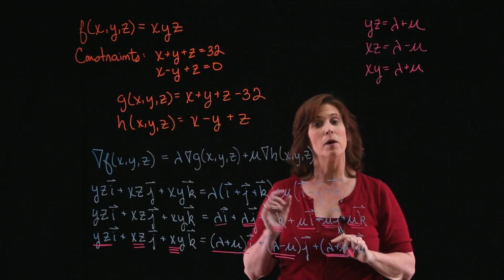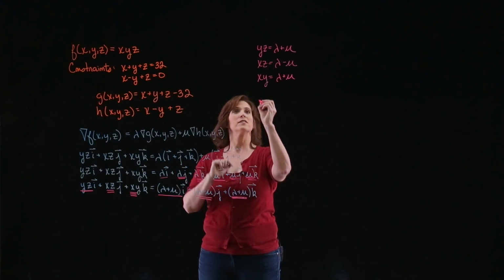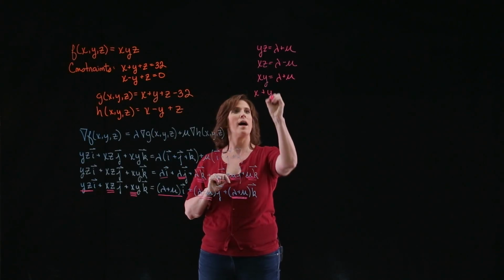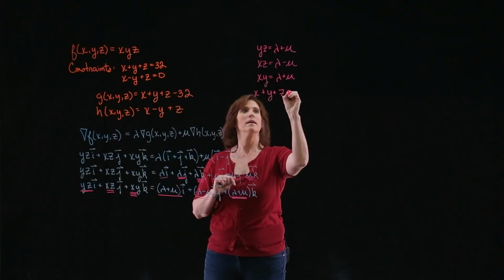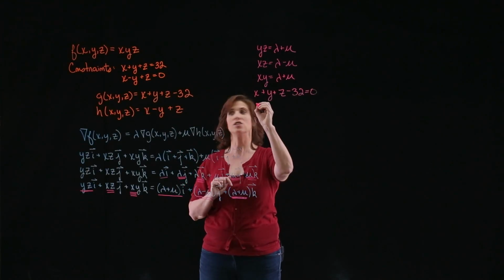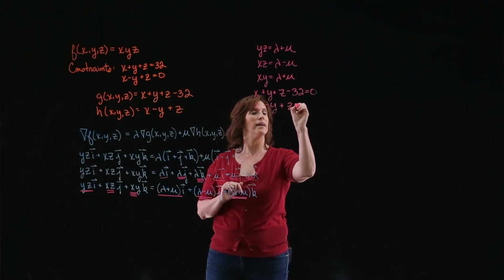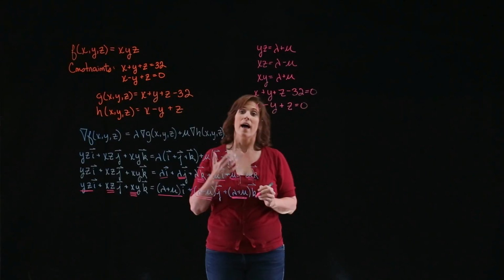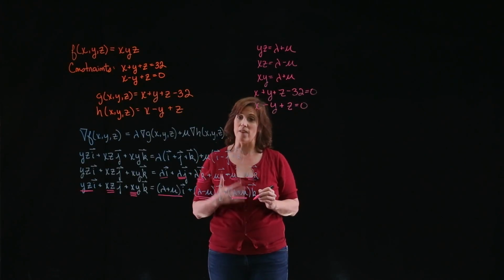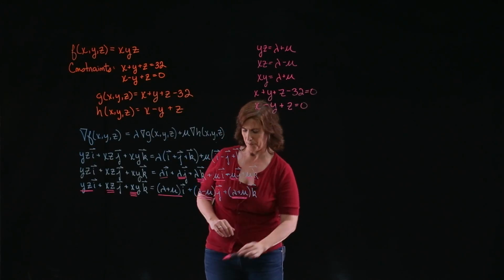So I have three equations, but remember I also have my g of x, which is x plus y plus z minus 32 equals 0. And for my function h, I have x minus y plus z equals 0. I now have 5 equations and 5 unknowns, so I need to solve this system for x, y, and z.